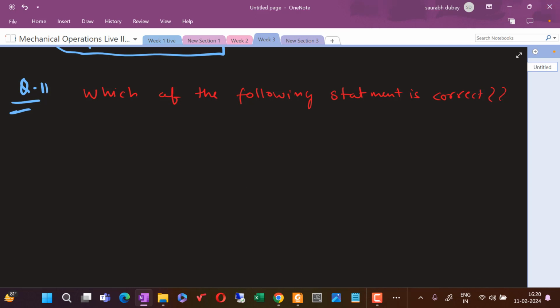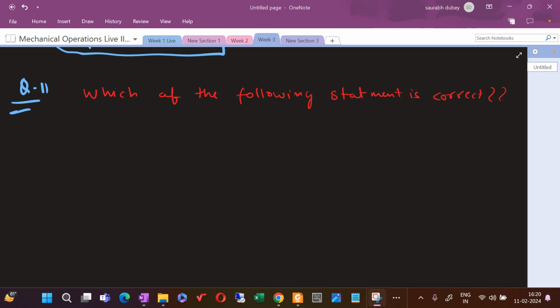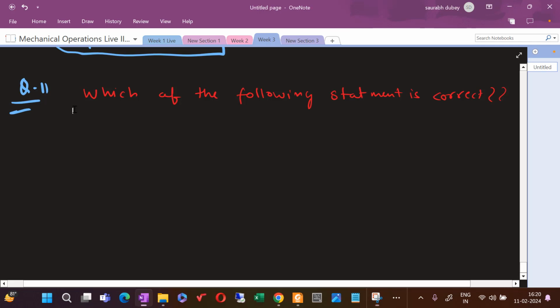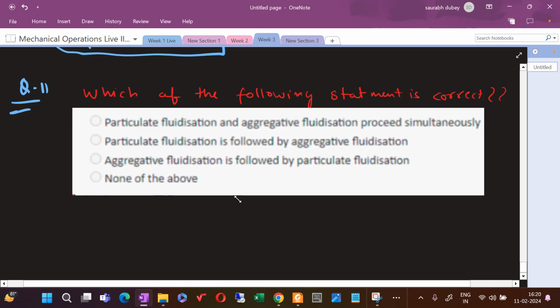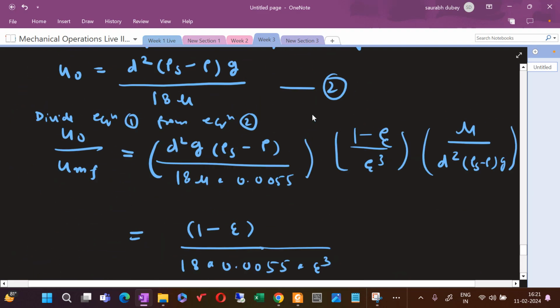The option A is particulate fluidization and the aggregative fluidization can proceed simultaneously. Okay, so you just think about this. These are some options for the question: particulate fluidization and the aggregative fluidization proceed simultaneously; particulate fluidization is followed by the aggregative fluidization; aggregative fluidization is followed by the particulate fluidization; and none of the above.